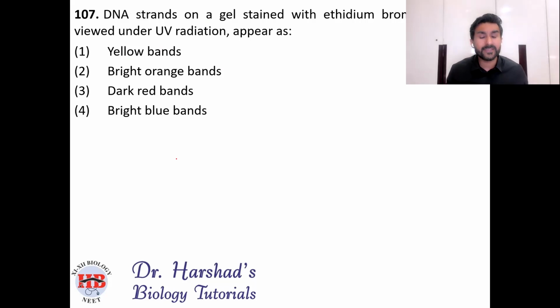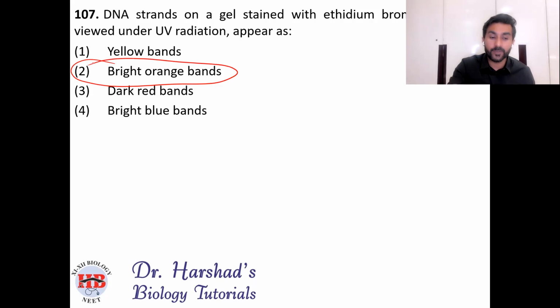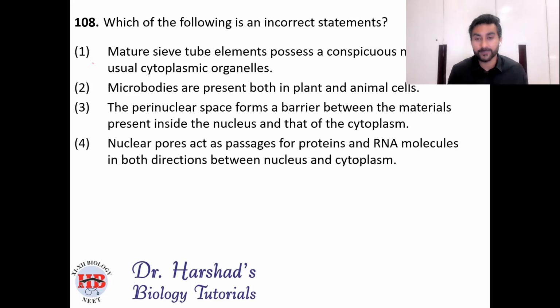Now, if you remember, when we use ethidium bromide with DNA, when we do gel electrophoresis and separate the DNA fragments, and when you use ethidium bromide under UV light, we know that DNA appears in bright orange bands. That would be our answer.